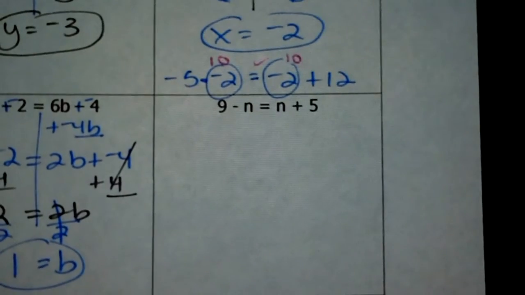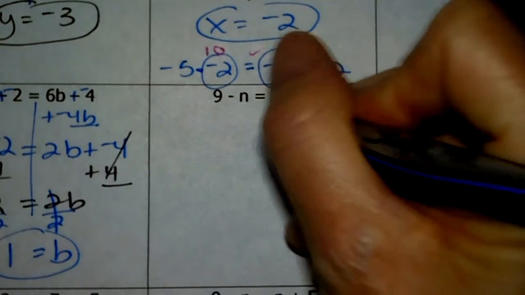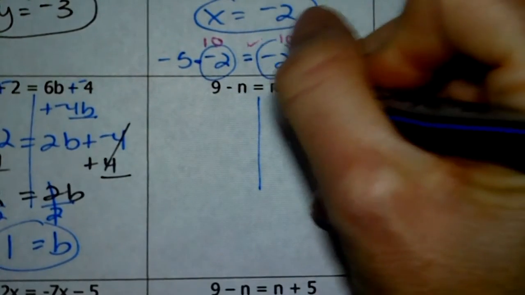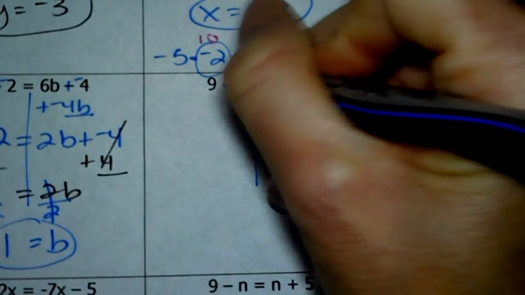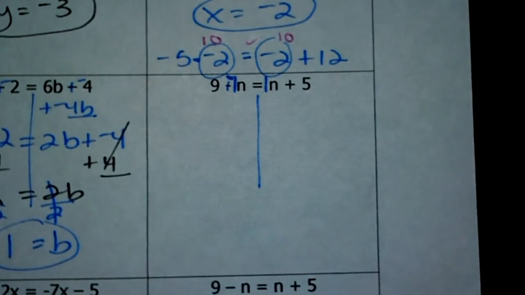Alright, next one, draw your line. And again, I think it's helpful if you put a 1 in front of the variable when it doesn't have a number. And I'm going to keep change that. So this is really 9 plus negative 1n equals 1n plus 5.